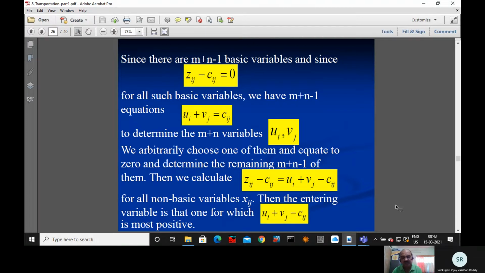In case for the non-basic variables, we find ui plus bj minus cij, instead of less than or equal to 0, it is greater than 0. It can be equal to 0 also. If it is greater than 0, then it is positive. So we will find how many such cells give a positive value. After calculating the positive values, we will select the most positive value among all the non-basic variables.